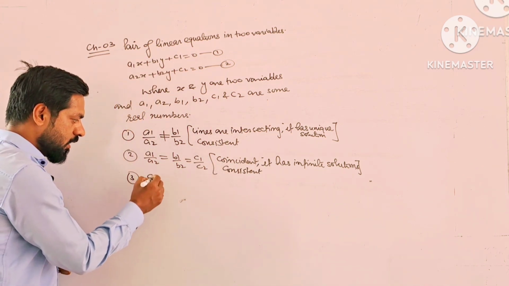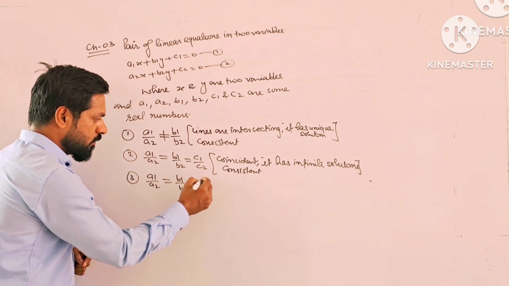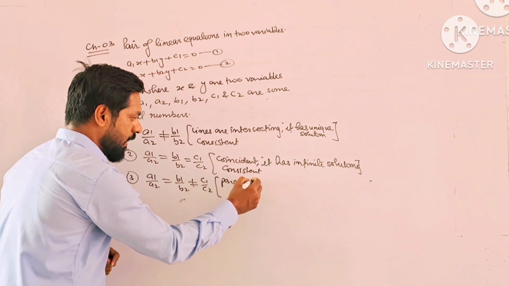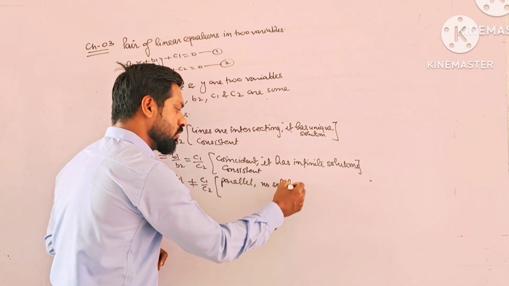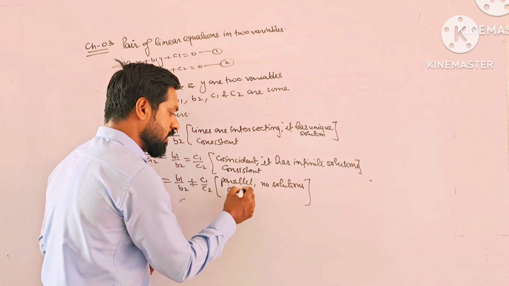Third condition is a1 upon a2 equal to b1 upon b2 not equal to c1 upon c2. In this condition, lines are parallel, and if lines are parallel, there is no solution. If there is no solution, what does it mean? Lines are inconsistent.